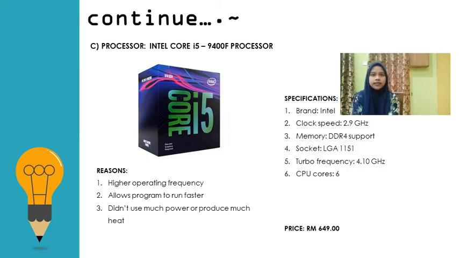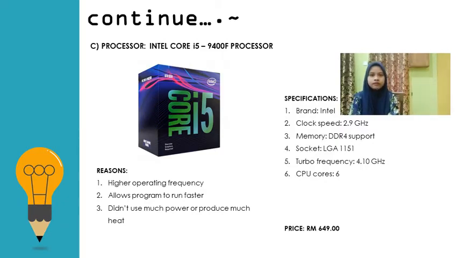The next component is the Intel Core i5 9400F processor. The reason we recommend this processor to Nawal is because this CPU has a higher operating frequency that allows it to run programs faster. It also doesn't use much power or produce much heat. The specification for this processor: the brand is Intel, the clock speed is 2.9 GHz, the memory can support DDR4, the socket is LGA1151, the turbo frequency is 4.10 GHz, and lastly the CPU cores is 6.